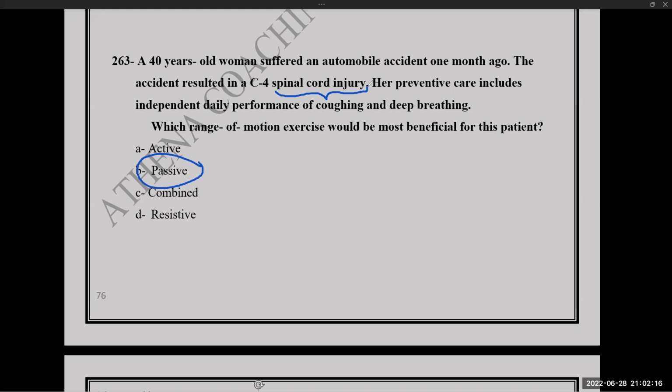The answer could be passive exercise. The answer for this is passive range of motion, but my question is, what is the basic reason, or what are the causes, for spinal cord injury? Yes, tell me. Accident.